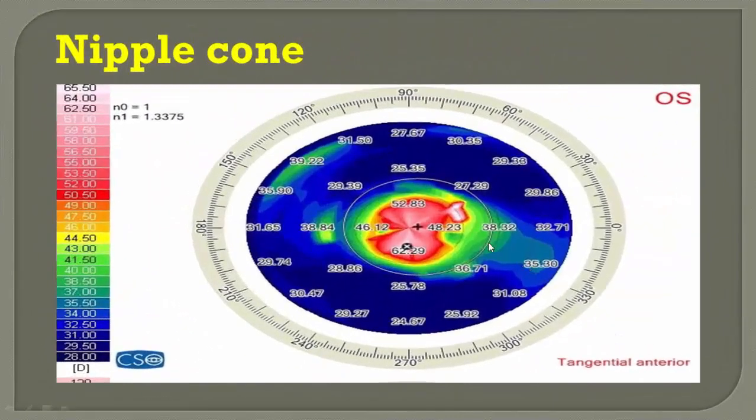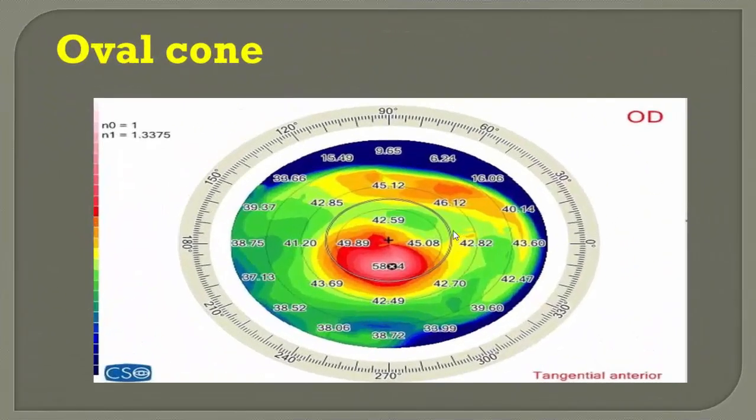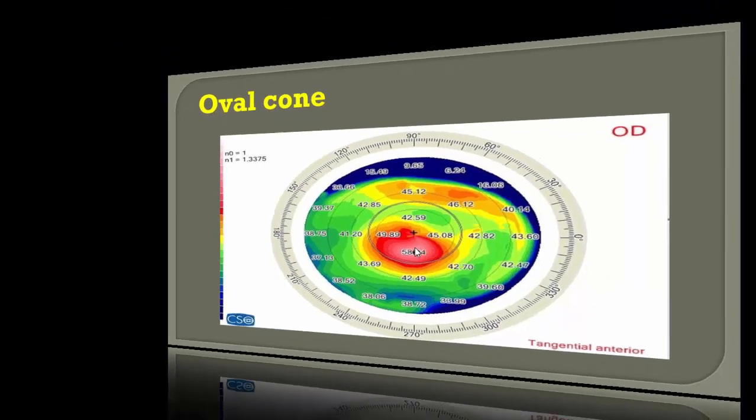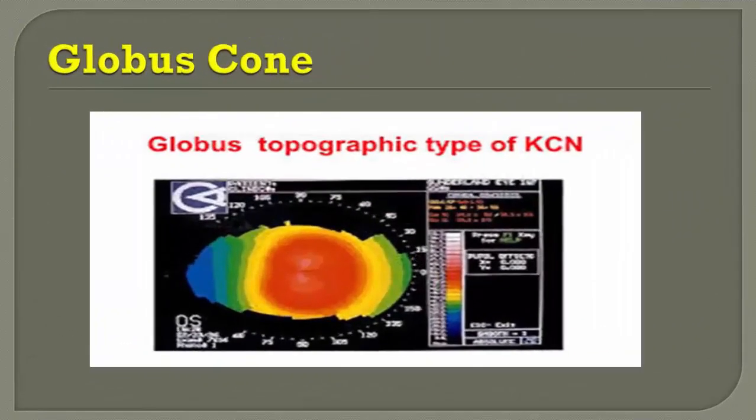This photo shows a nipple cone, which is here in the center of the cornea and with a small area. This photo shows an oval cone. Here the cone is in the center and extends downwards and is larger in size than the nipple cone. Lastly, globus cone, in which most of the cornea is ectatic, and the cone involves a large area of the corneal surface, like this photo.